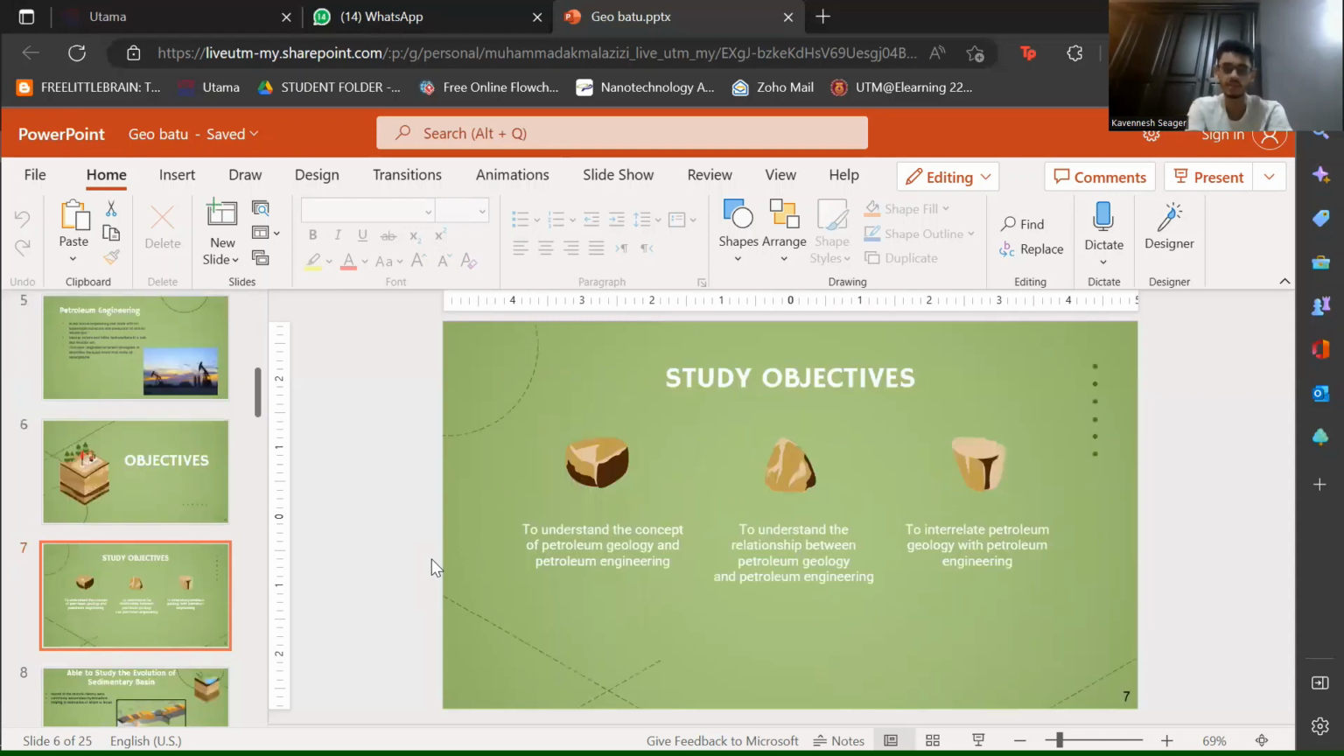Next, for our objectives, we have three main objectives: to understand the concept of petroleum geology and petroleum engineering, to understand the relationship between petroleum geology and petroleum engineering, and to interrelate petroleum geology with petroleum engineering.